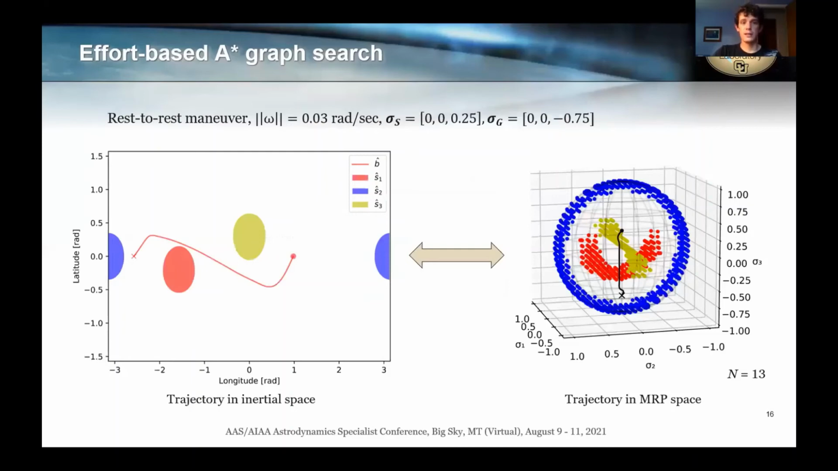So this is the same test scenario that we have been analyzing so far, only in this case, the solution is computed using the effort-based A-star graph search. And we can see that the computed trajectory is very different from the previous one. Specifically, we see that we're steering to avoid the yellow obstacle in the beginning, and then we're putting onto this coasting arc that is almost like a straight line, of which we can understand more if we look at the plots in the next slide.